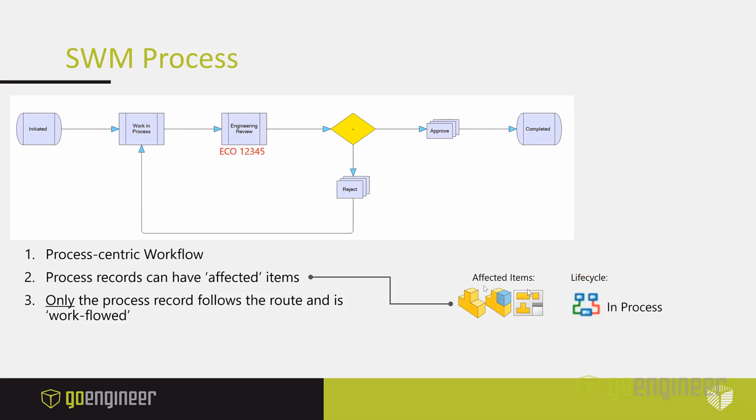So as this ECO goes through its process, it would then lifecycle and change the affected items based on the rules of that workflow. So when I complete the ECO, for example, it's going to release the affected items. There's a reciprocal relationship, but it's a much different paradigm than what you see in PDM, where the files themselves are what are going through the workflow track.